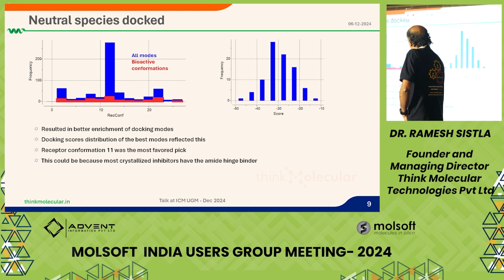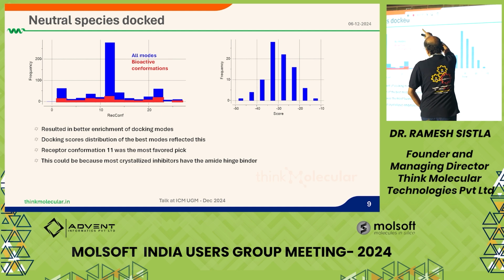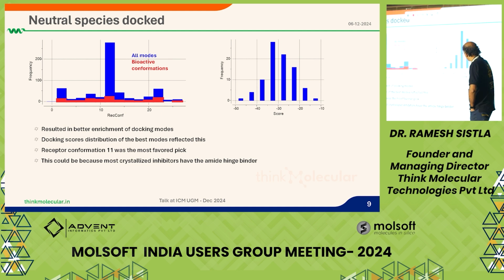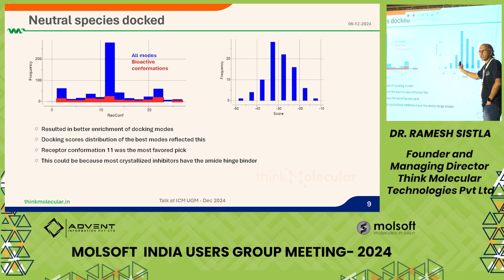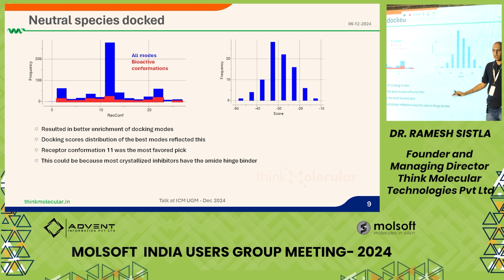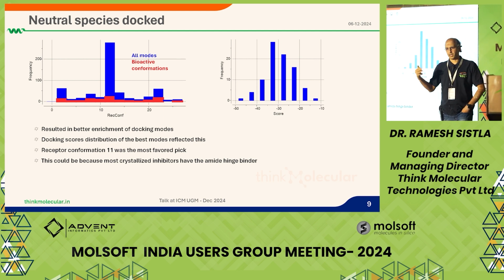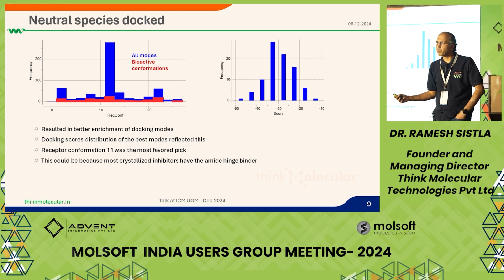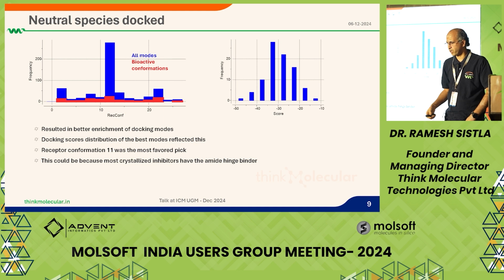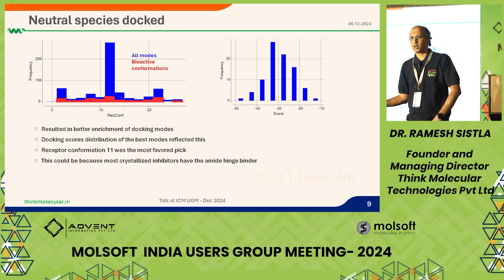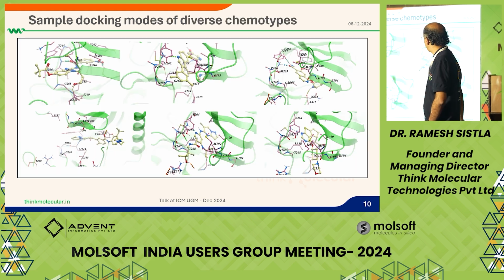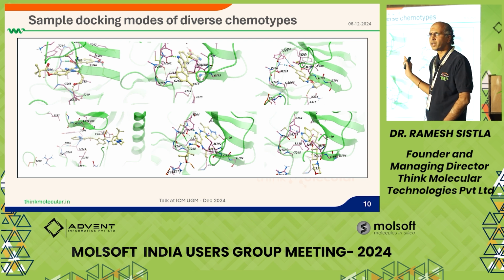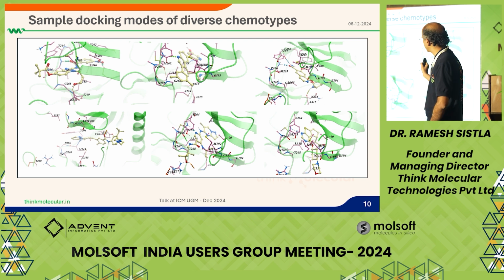When I took the neutral species, the same conformation was still picked up, for the reason I already explained. But you see there is a dramatic improvement in the scoring. There is a left shift in the population, which has scored better. This reflected in the docking modes also, and I could pick good docking modes for most of the compounds, in fact all of the compounds. This shows you a sample of the different docking modes that I picked.